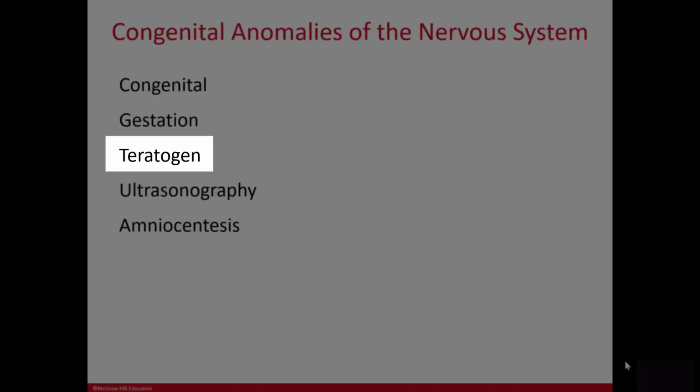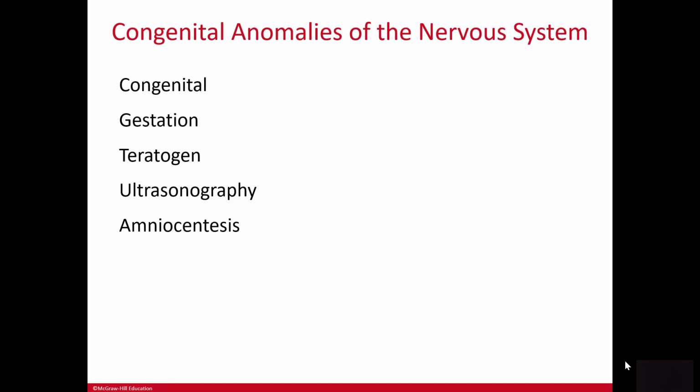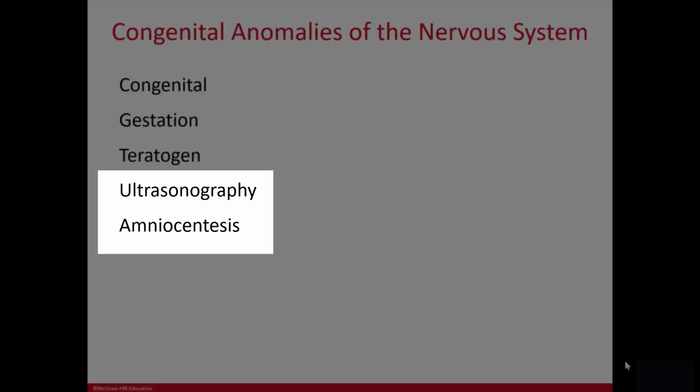Teratogen is a word we use to refer to an agent that can cause malformation of an embryo and a fetus. We discussed this in the female reproductive system. Ultrasonography and amniocentesis are procedures used to diagnose congenital anomalies of the nervous system. We also discussed this in the female reproductive system.